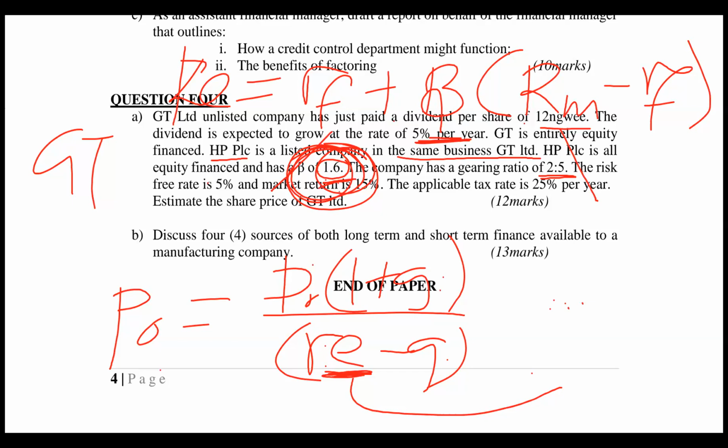When you ungear the beta, the beta that you are going to find will be a little bit less than this beta, because this beta measures the level of risk involved in investing in that company. We know that it is riskier to invest in a public limited company that is listed on the stock exchange, open to the public, as compared to one that is not listed. That's why the beta we are going to calculate shall be less than this beta.